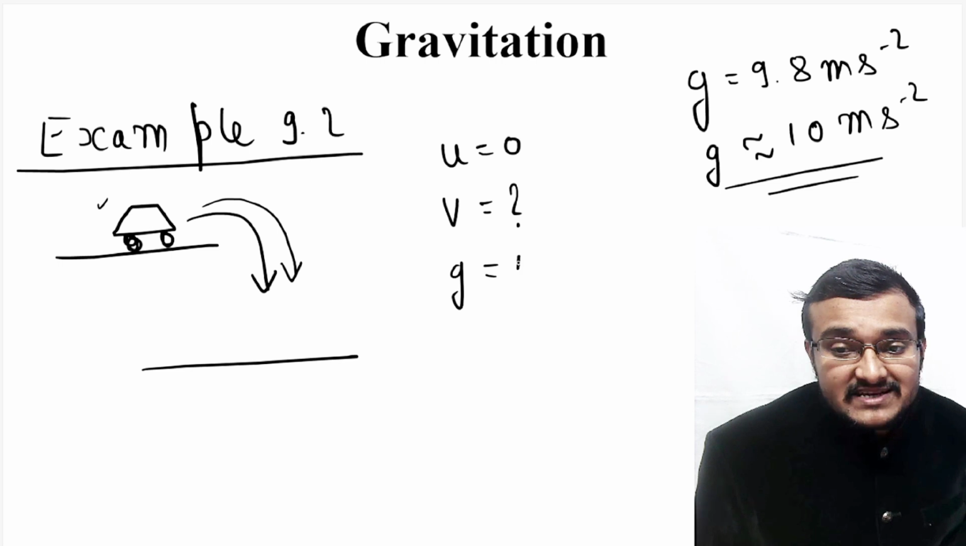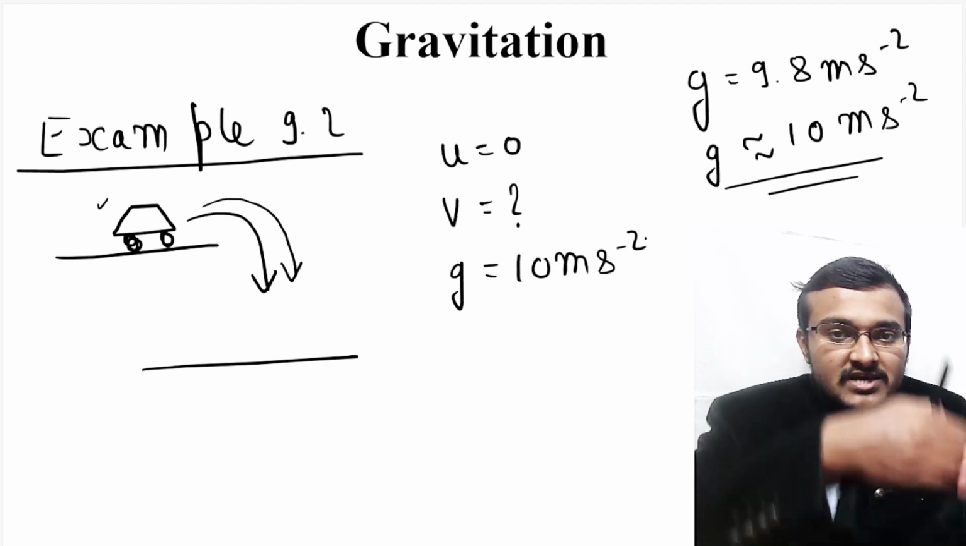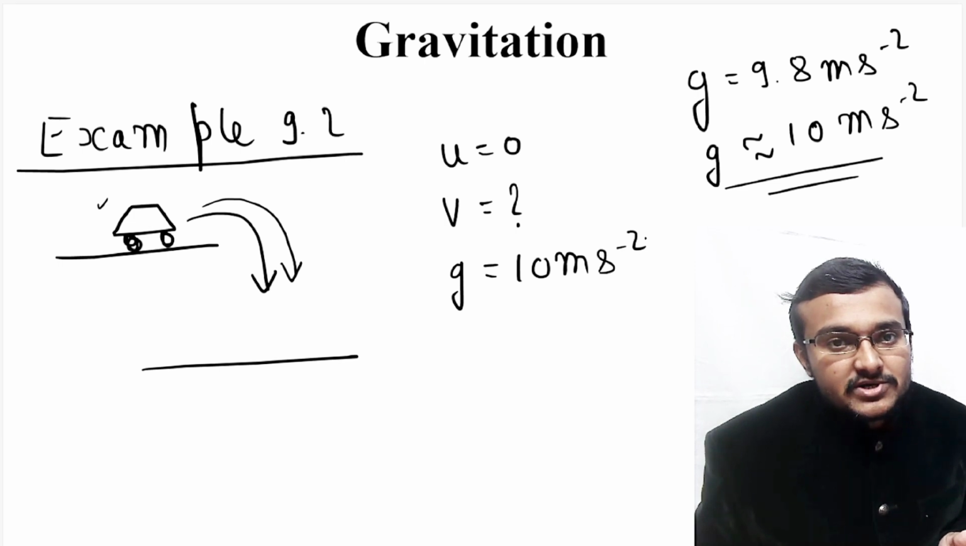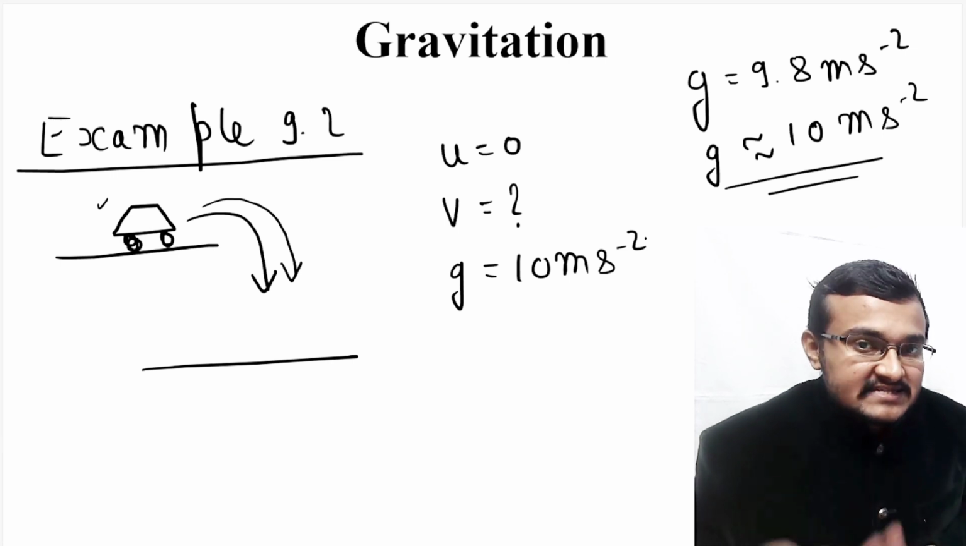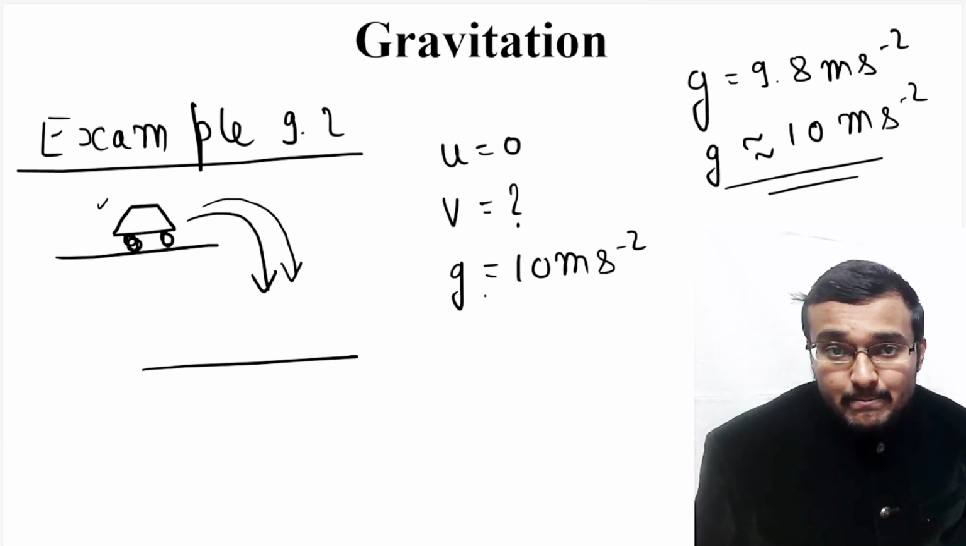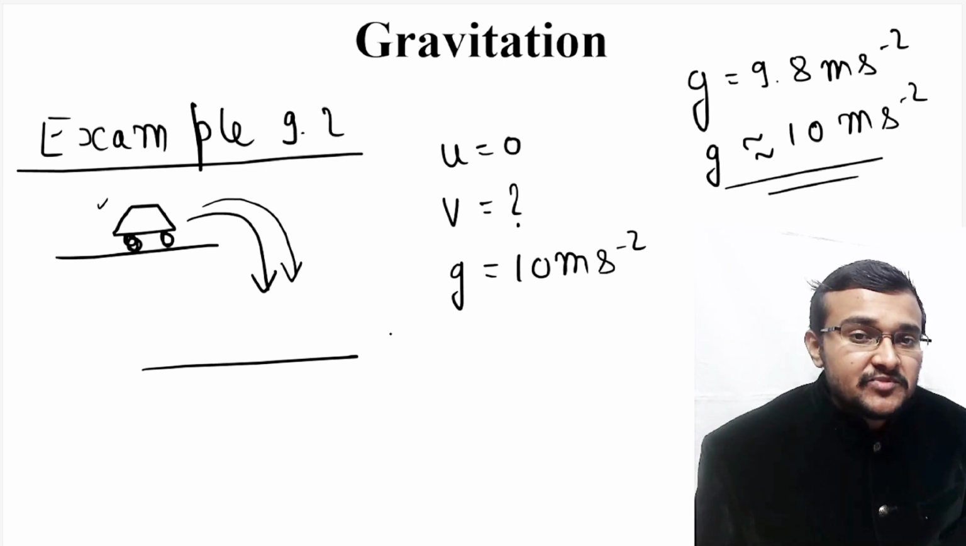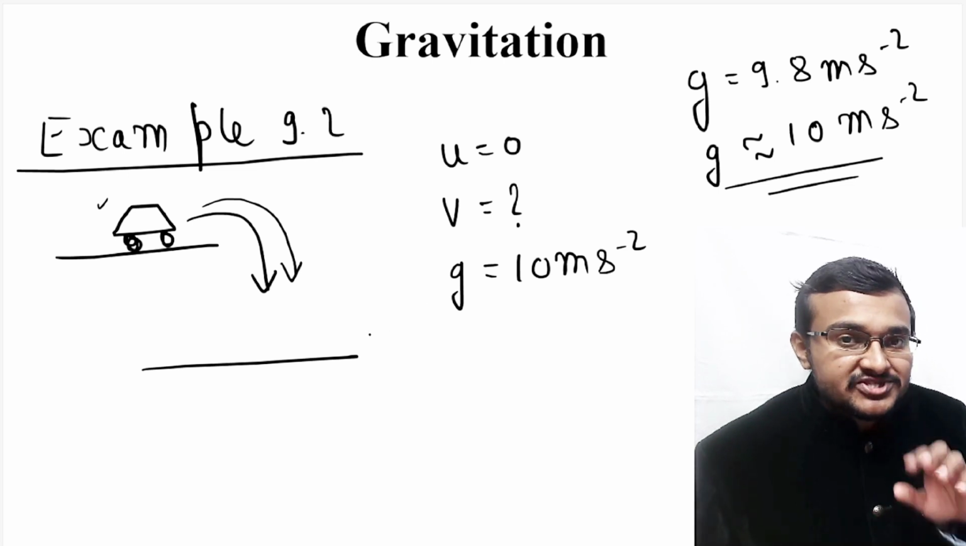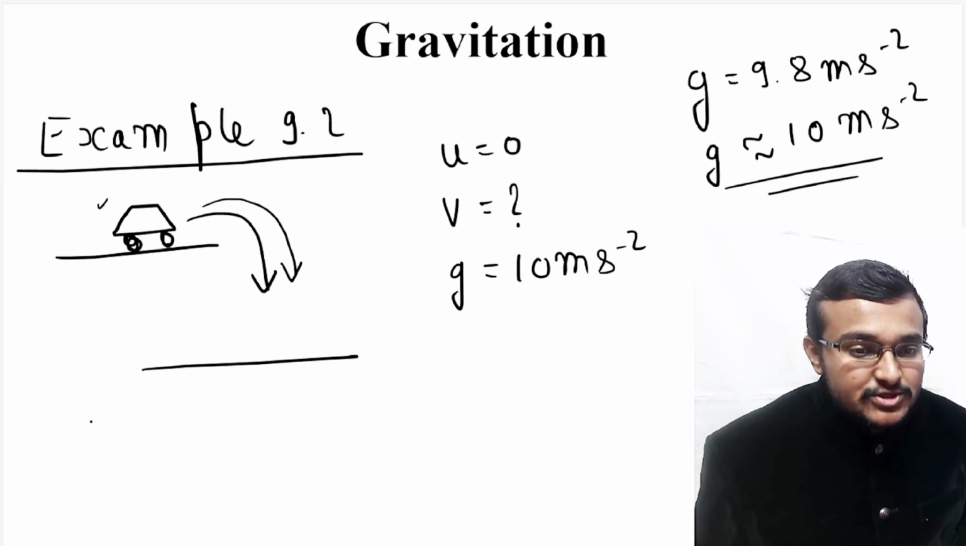So that means they are giving acceleration due to gravity, 10 meter per second square, because when the car is falling to the ground, it is coming under the influence of gravitational force, and the acceleration which it is gaining because of that gravitational force is acceleration due to gravity. So that is 10 meter per second square. Now based on this data, you have to calculate 3 sub questions in this example 9.2.